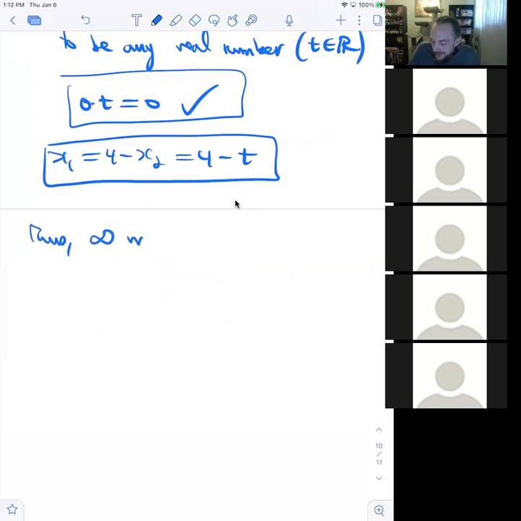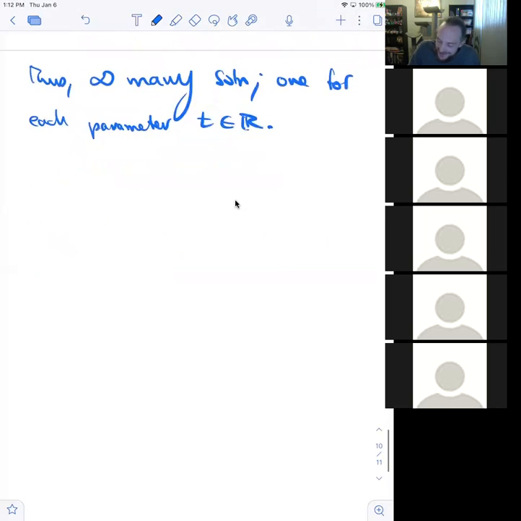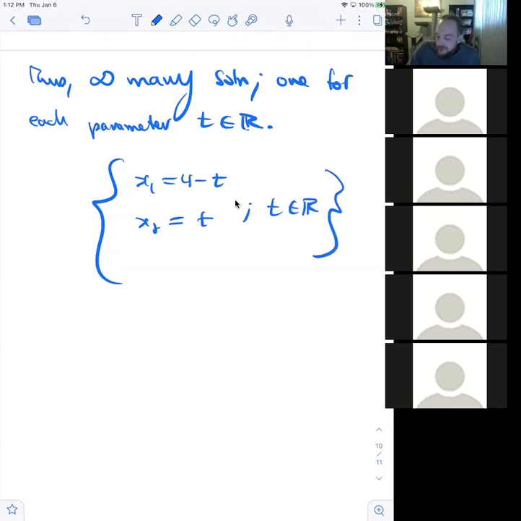Thus infinitely many, that's my lazy way of saying infinitely many solutions. One for each variable parameter t. What is that infinite solution set? We said that x1 is equal to 4 minus t and x2 is equal to t for any real number. That's the solution set.